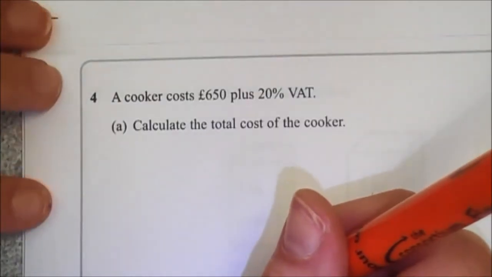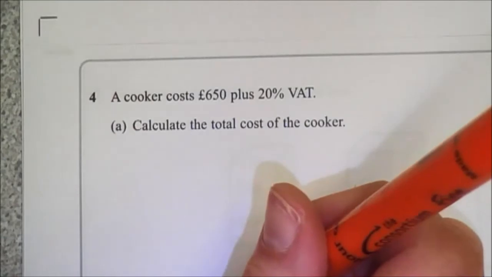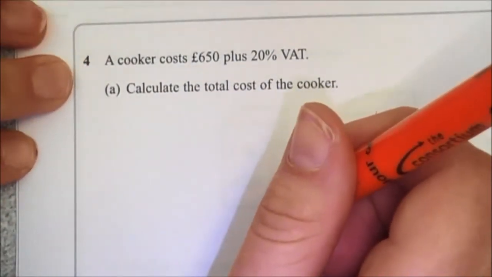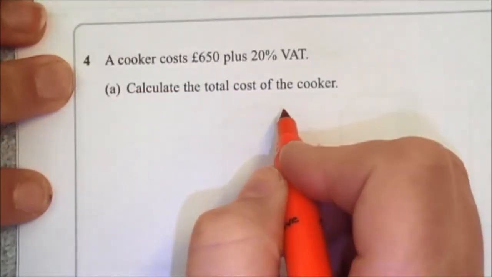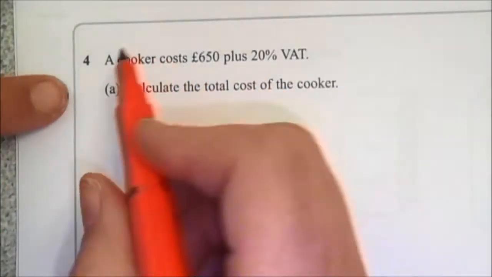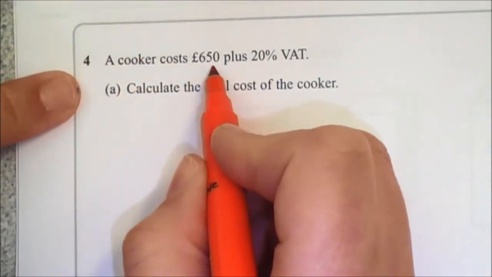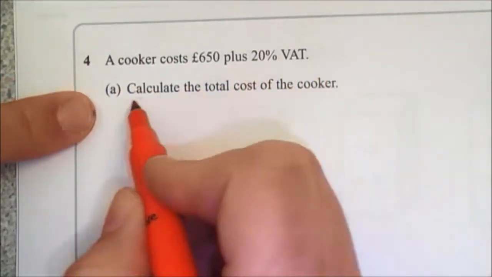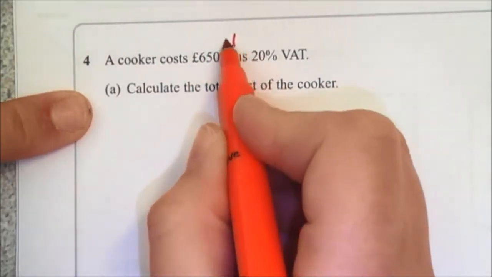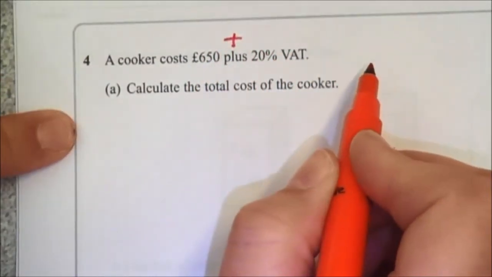Question 4 is a percentage increase question. There's two ways to actually approach this. I'm going to show you both ways. So the first way I'll do it is the most basic, and it's probably what a lot of you will go for. A cooker costs £650 plus 20% VAT. Calculate the total cost of the cooker. So I've got £650 plus whatever that 20% is.